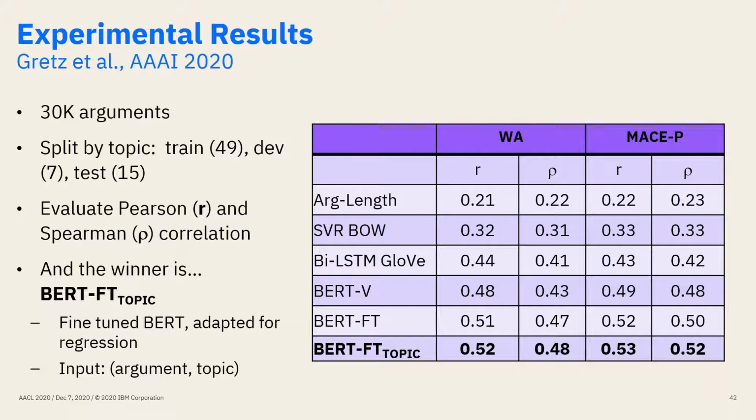Here are the experimental results reported by Gretz et al. on the large dataset of 30,000 arguments. The dataset was split by topics into train, dev, and test sets, and the task was predicting the argument quality score. The evaluation measures were Pearson correlation and Spearman correlation with the gold quality scores for each of the methods used to derive these scores from the binary labels, weighted average and MACE probability. Different methods were compared, and as you can see, the best performing one is fine-tuned BERT, adapted for regression, where the input contains both the argument and the topic.